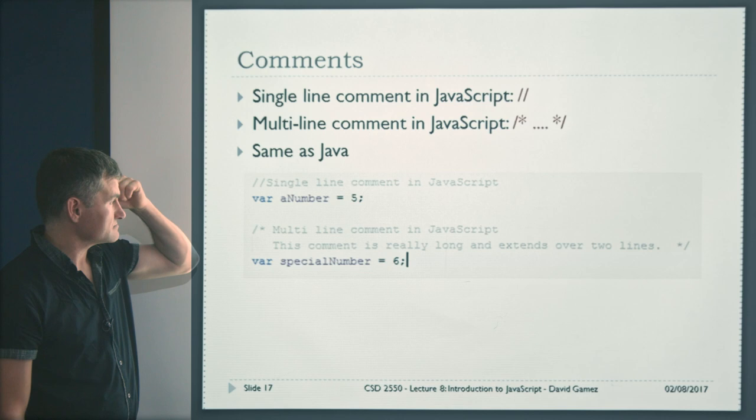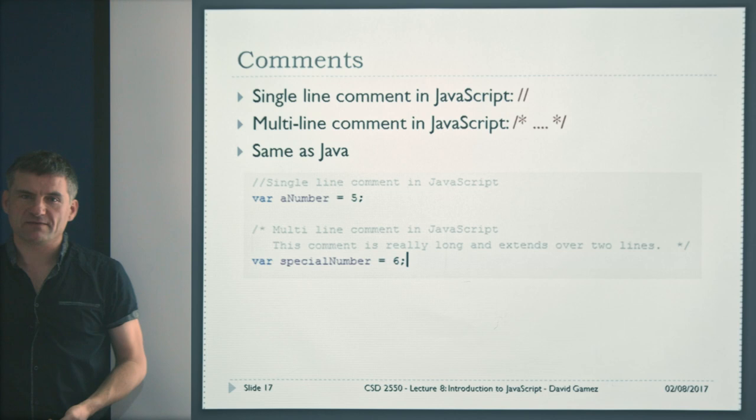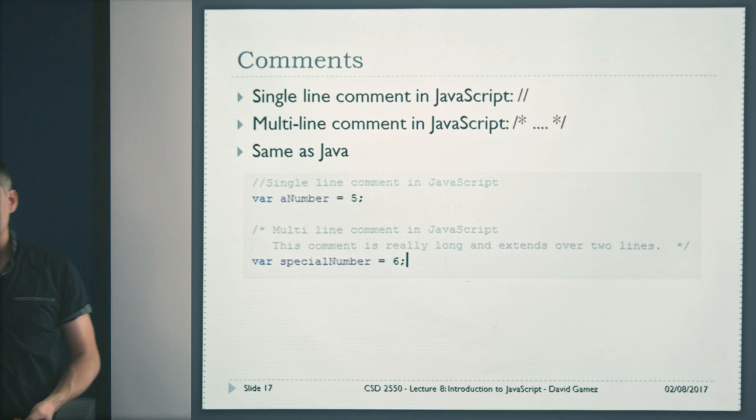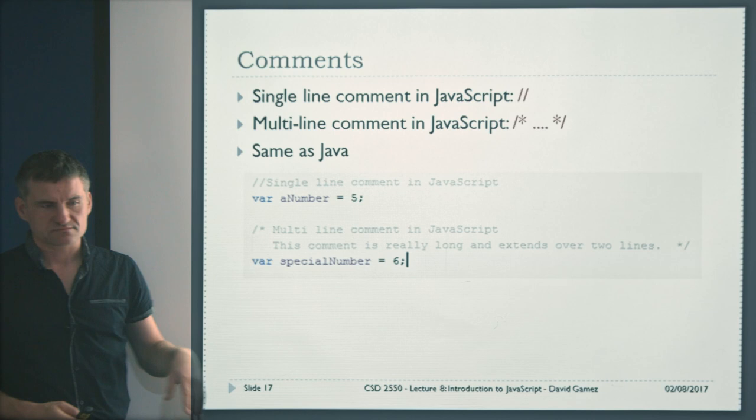As usual, comment your code extensively. Every function should have a comment explaining what the function does. Every significant block of code or significant part of the code should have comments explaining what that code does. This will help you to write better JavaScript, and you'll get more marks for your project.